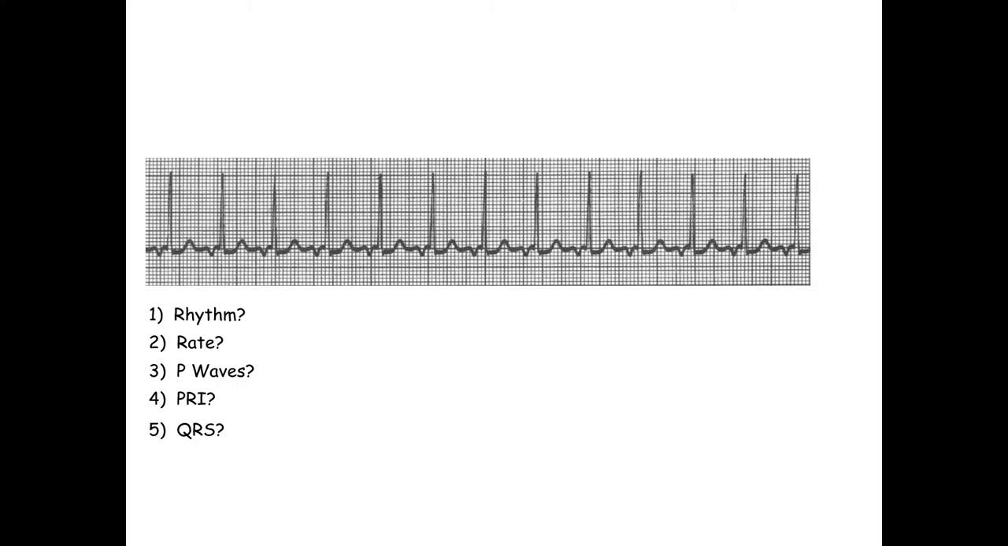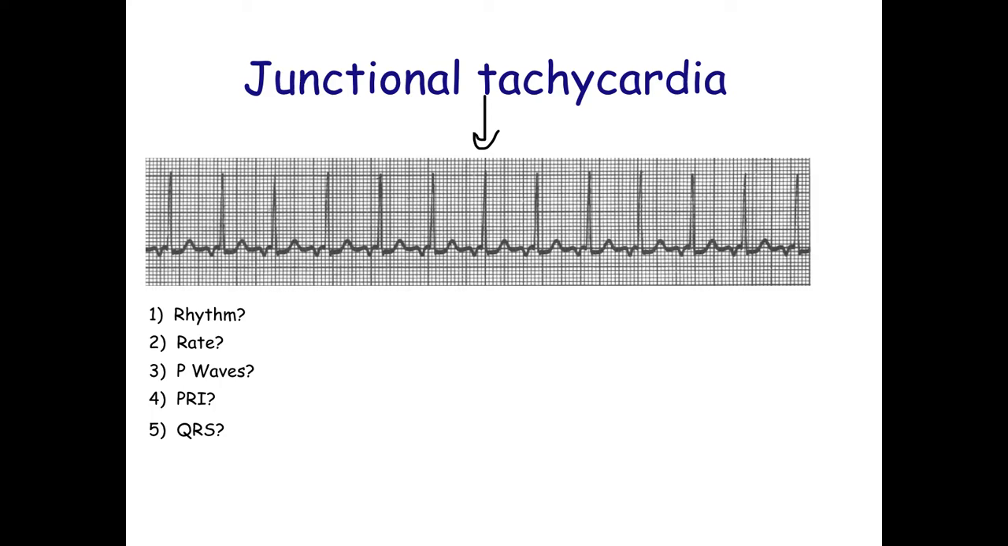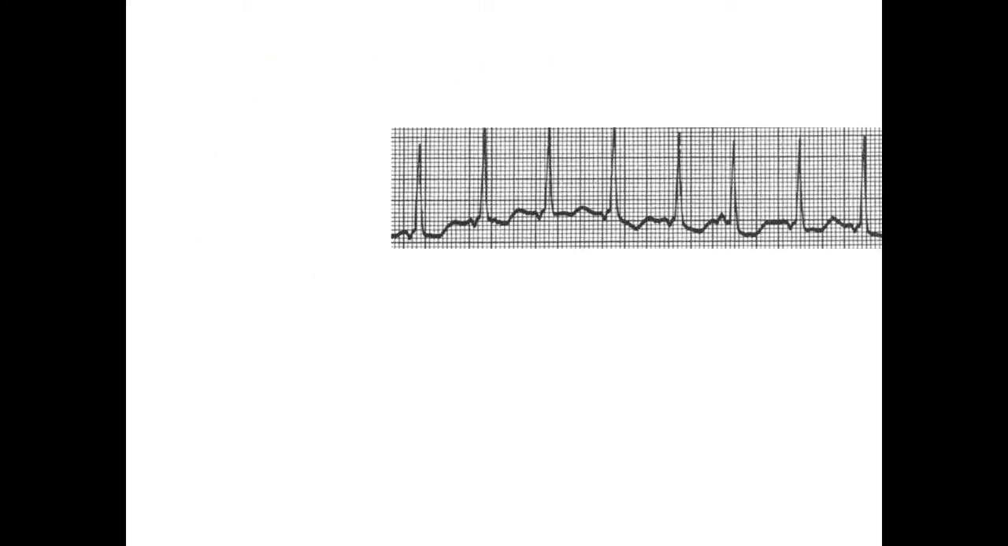Okay, so let's go ahead and take a look at our rhythm. So it looks regular to me. Okay, so what is our rate here? Let's look at our rate. We've got a nice R wave here that we can use. So 300, 150, 100. So it's greater than 100 beats per minute. Okay, so we know that it's fast. Our P waves are inverted. Our PRI looks normal, our QRS looks normal, so we're going to call this junctional tachycardia. All right, let's keep moving, team.